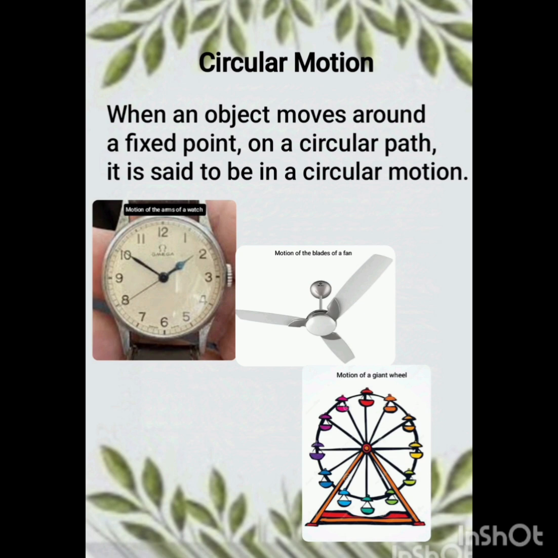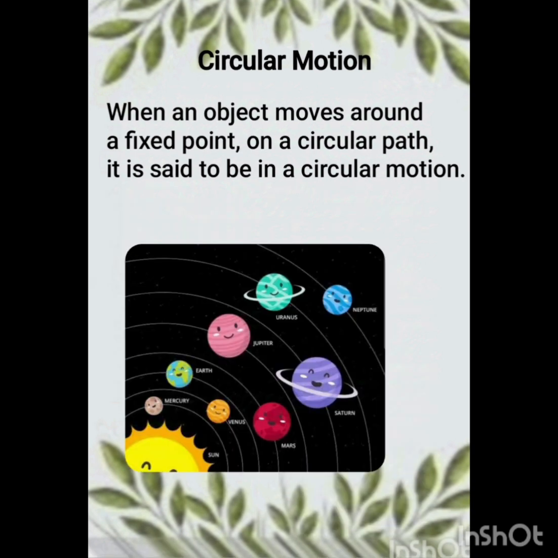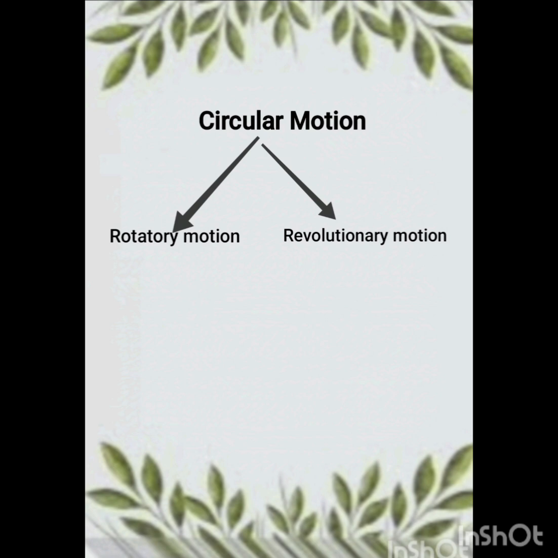Next is circular motion. Recall the motion of the arm of a watch, blades of a fan, a giant wheel, and the planets around the sun. Children, they all move around a fixed point on a circular path. When an object moves around a fixed point on a circular path, it is said to be in circular motion. Circular motion is also of two types: rotatory motion and revolutionary motion.